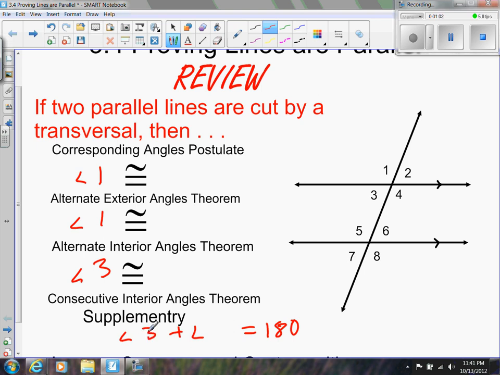Let's go angle 3 again. Alright, so the corresponding angle to angle 1 would be angle 5. They're congruent. The alternate exterior to angle 1 would be angle 8. Alternate interior to angle 3 would be angle 6. And the supplementary angle, the consecutive interior on the same side, would be angle 5.